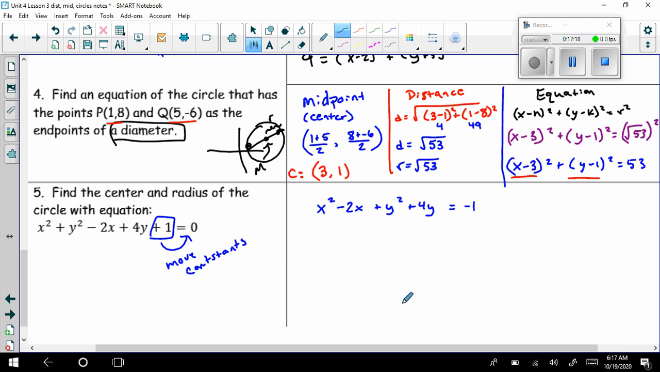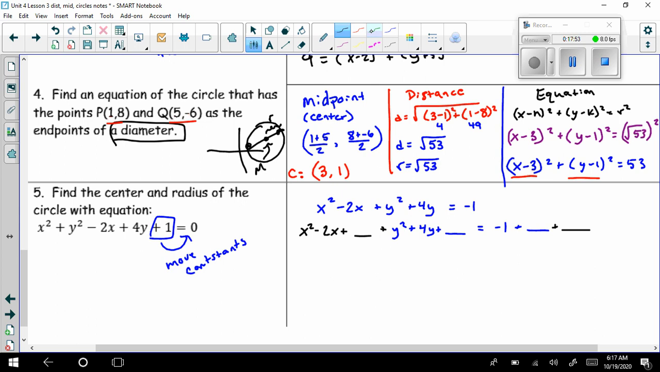Recall back to last unit, the way that we are able to do this was by completing the square. So we get x squared minus 2x plus a c value. And then we're going to do y squared plus 4y plus a c value over here. This will then help us to rewrite it in such a way. So we'll have to then add both of those numbers on this side as well.